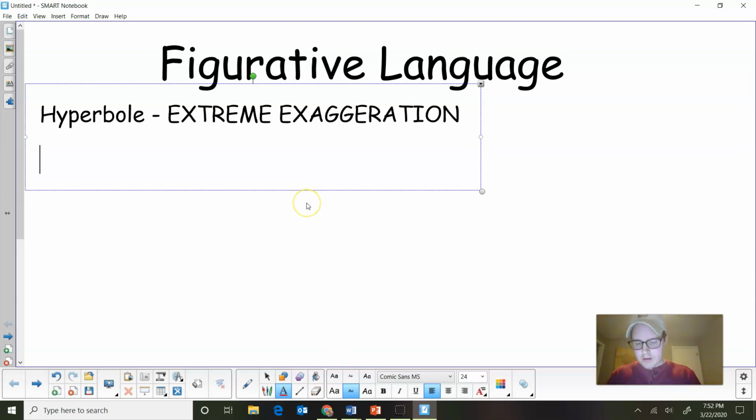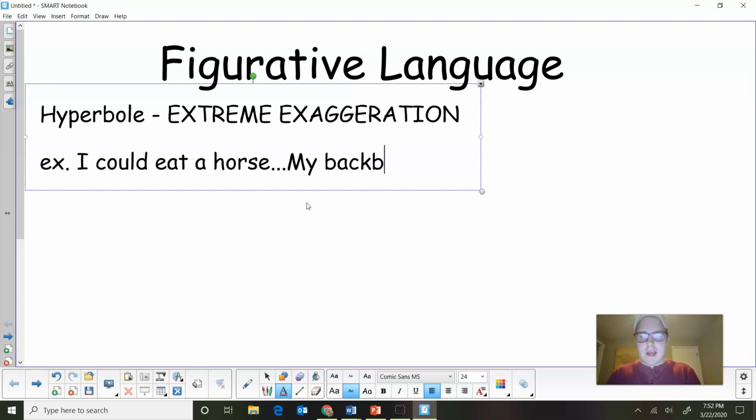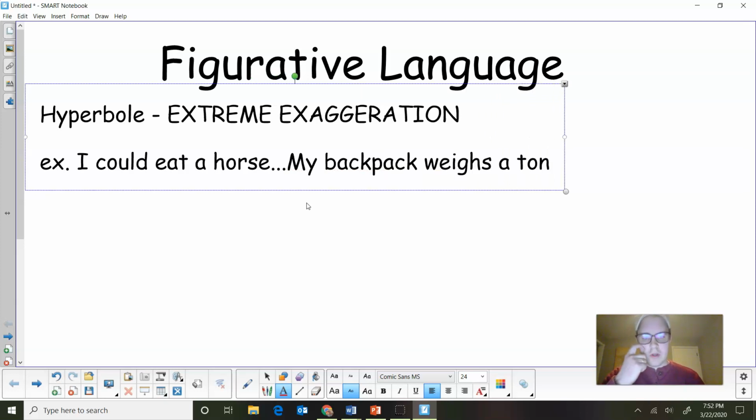Quick example here. I could eat a horse, okay? My backpack weighs a ton. Those are both hyperboles. All right, your backpack literally weighs a ton, really. It literally weighs 2,000 pounds. That would be a giant backpack. Figuratively, though, it could weigh a ton. All right, it could be really heavy, like our backpacks were last Thursday when we tried to take everything home.